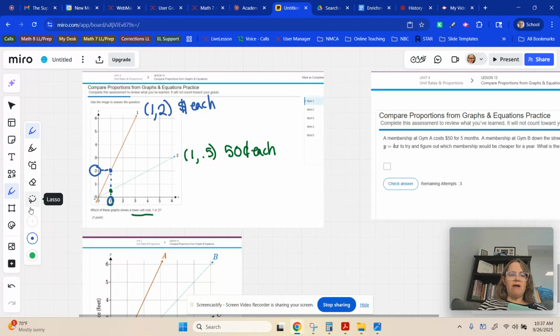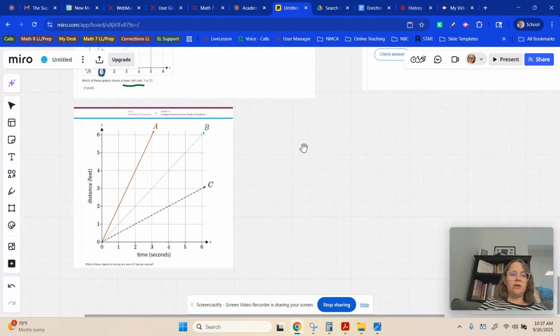Let's look at another graph, and we're going to look instead at the rate of change. So the slope of the graph. Okay, this is a distance time graph. This is a classic graph in the world of physics. Okay, and so what I want to do here, it says, which of these objects is moving at a rate of 2 feet per second? Let me zoom in on this.